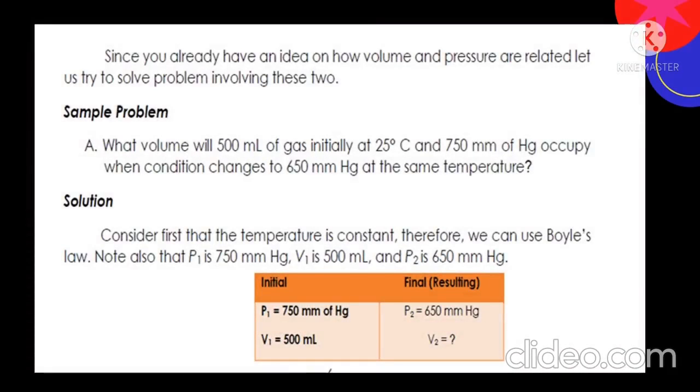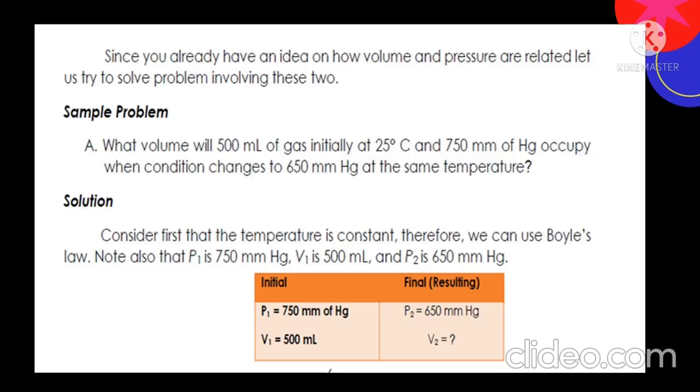Now, since we already have an idea on how volume and pressure are related, why not try to solve a problem involving these two? So we have a sample problem here. What volume will 500 mL of gas initially at 25 degrees Celsius and 750 millimeters of mercury occupy when condition changes to 650 millimeters of mercury at the same temperature? So we have our solution.